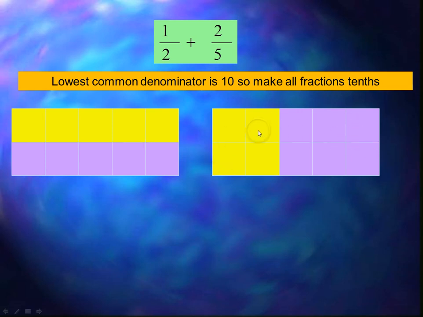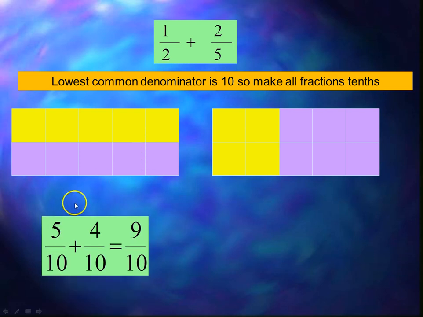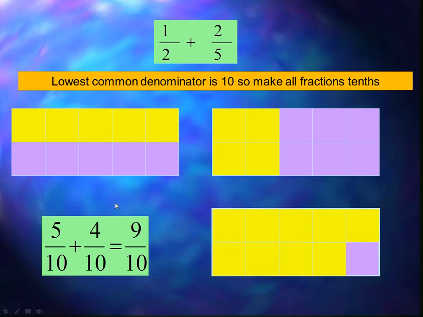And here we see we have 4/10 here, which as you can see is the same amount as 2/5. And we have 5/10 here, which again, as you can see, is the same amount that we had from before with 1/2. They are equivalent fractions. Now the adding is very easy. 5/10 plus 4/10 equals 9/10. Super easy.